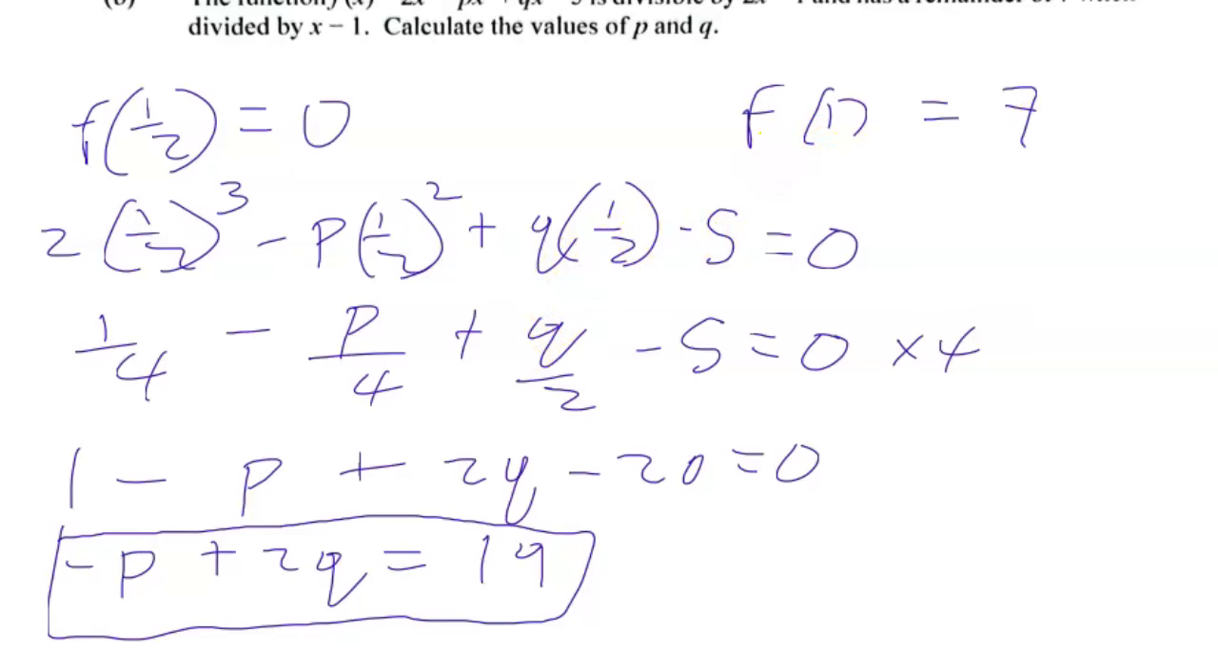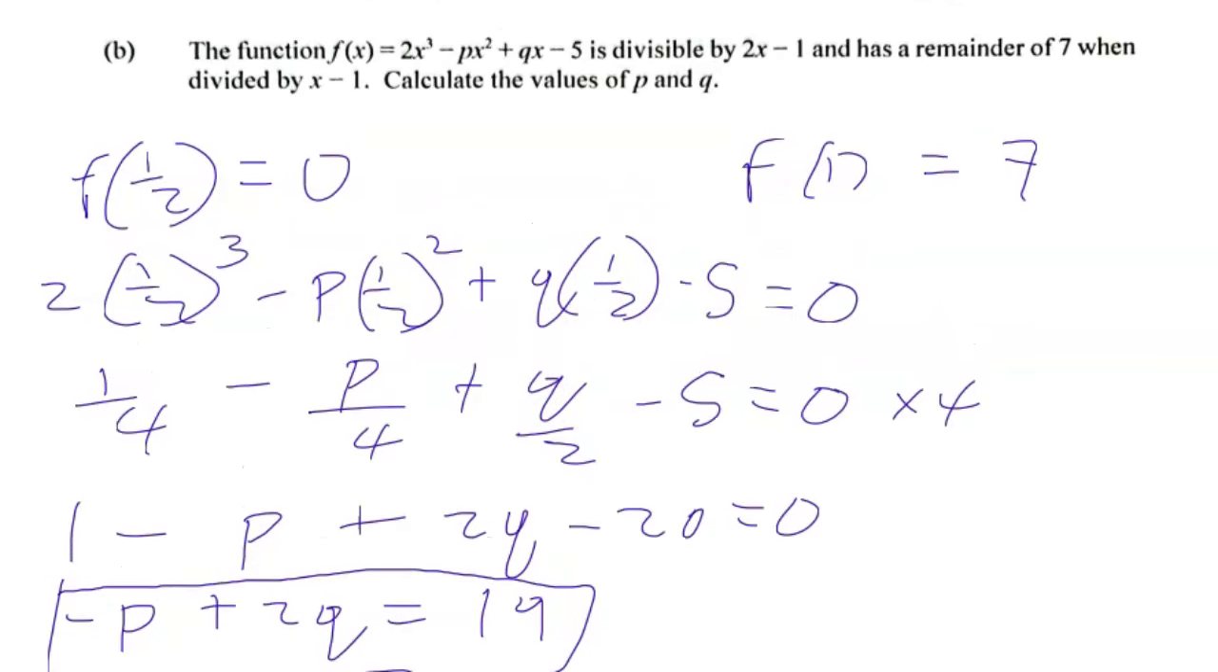The other one, f of 1 equal to 7. Let me put it a little bit higher so I can get more space. f of 1 is equal to the remainder 7. It should be more straightforward since it's 1. 1 to any power is 1. So substitute 1 for the x: 2 times 1 cubed, that's 2. Minus p times 1 squared, that's p. Plus q times 1, that's q.